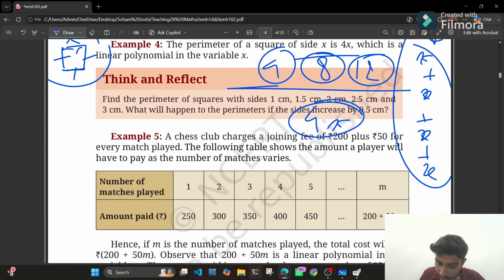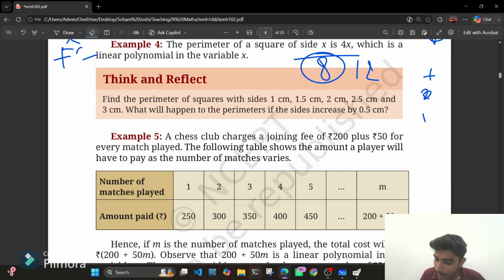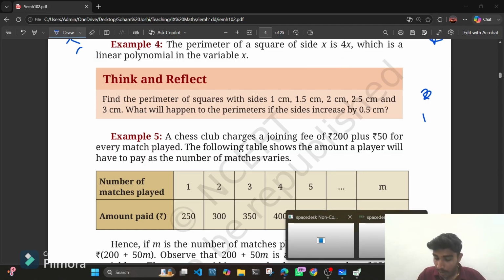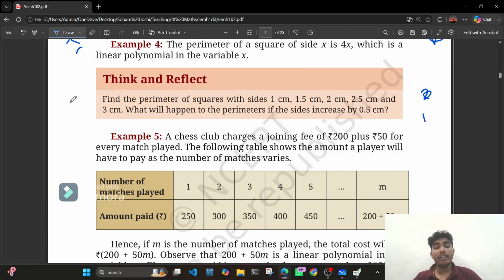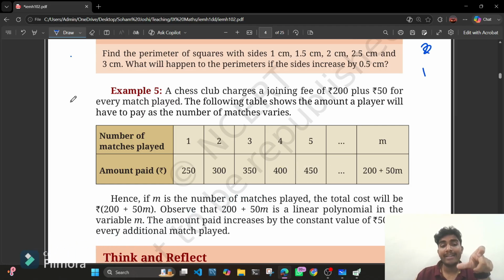So this was the example. This is a very basic example to give you an idea of how we use linear polynomials in real life. Next up, the next example: a chess club charges a joining fee of rupees 200 plus rupees 50 for every match played. The following table shows the amount a player will have to pay as the number of matches varies.